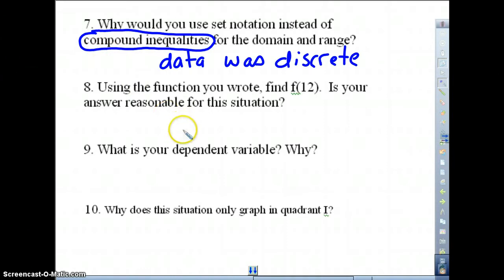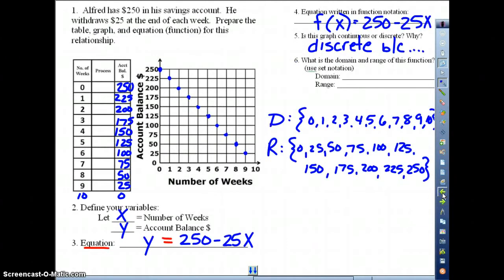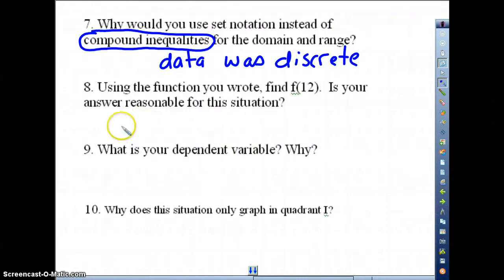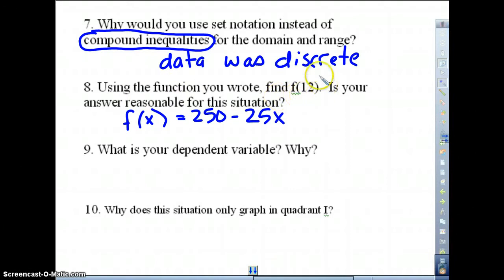Okay, number 8, use the function you wrote. Let's see, what function did we write? We wrote f of x equals 250 minus 25x. Use the function you wrote, find f of 12. They want you to replace the x with what number? Yeah, they want you to replace the x with a 12.